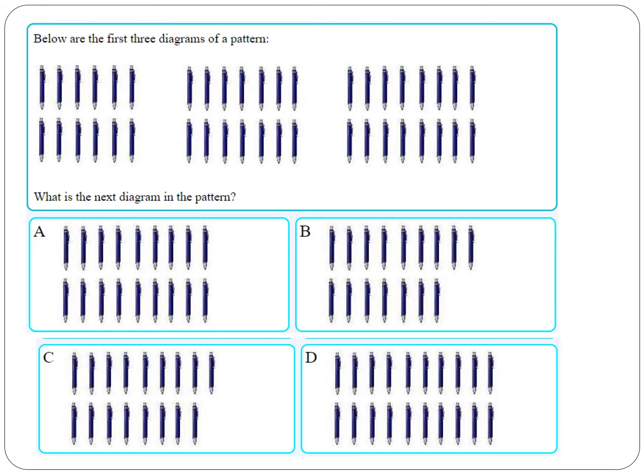Question number 9. Below are the first 3 diagrams of a pattern again. Which is the next diagram in a pattern? Is it A, B, C, or D? Make sure you answered all the questions before you continue watching this video. If you struggle to answer some of the questions, first go back to the beginning of the video, go through it again, and then you answer all the questions.